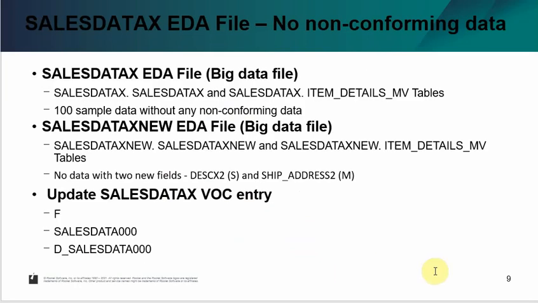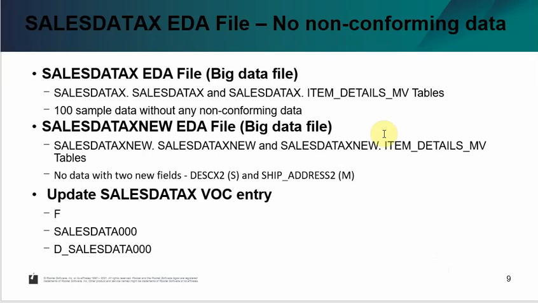In this video, I will explain another situation and allow you to solve it when your data file is really big. Sometimes you don't want to do the reconversion process because it takes too long. Just to give you an example, for my demo I'm using 100 sample records, but real data might be 1 million records, and you only have very limited non-conforming data. For this situation, how can you do the EDA conversion?